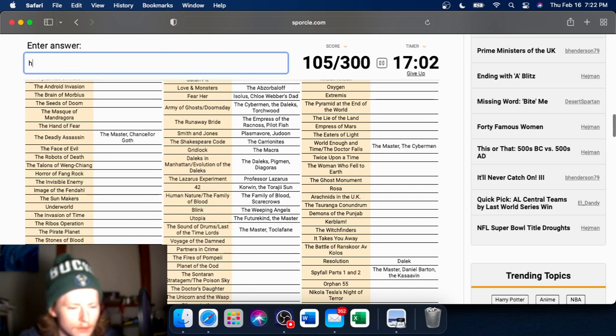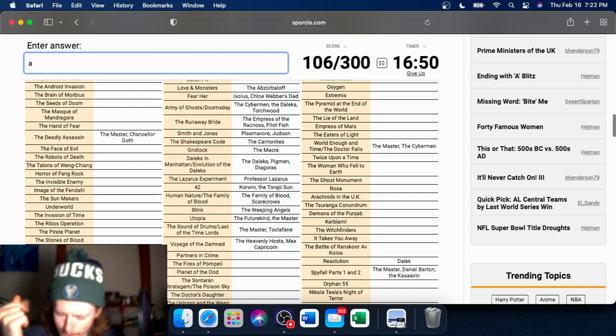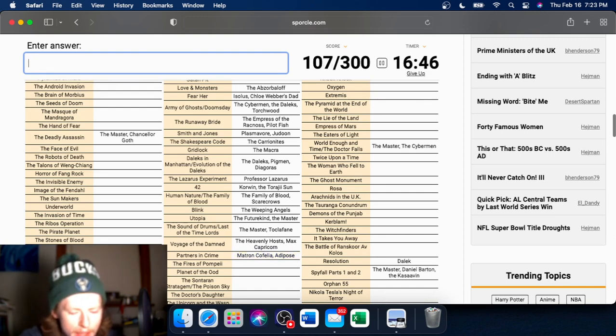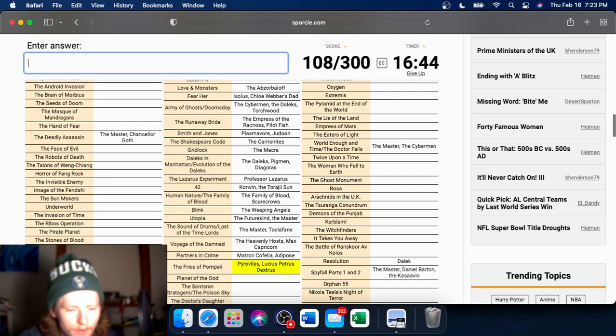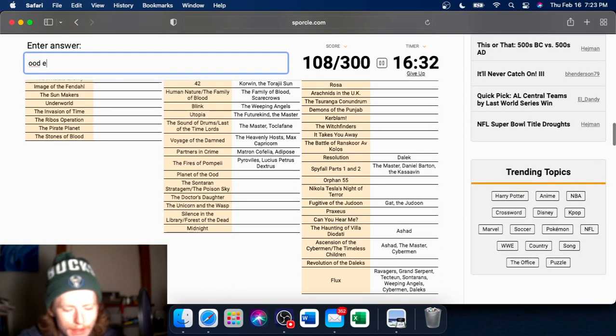Really? Max Capricorn. Literally says Heavenly Hosts right there. Come on. Partners in Crime is the little fat fellas. They are called the Adipose. Fires of Pompeii, Pyroviles. It's making me pluralize some of these, but not all of them. The Ood are not the villain. Ood Enterprises.